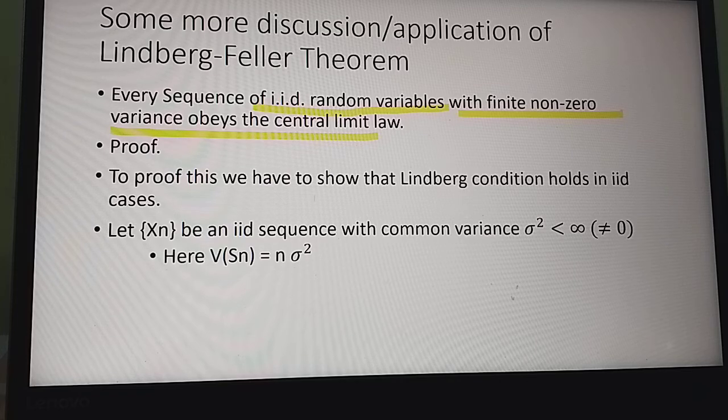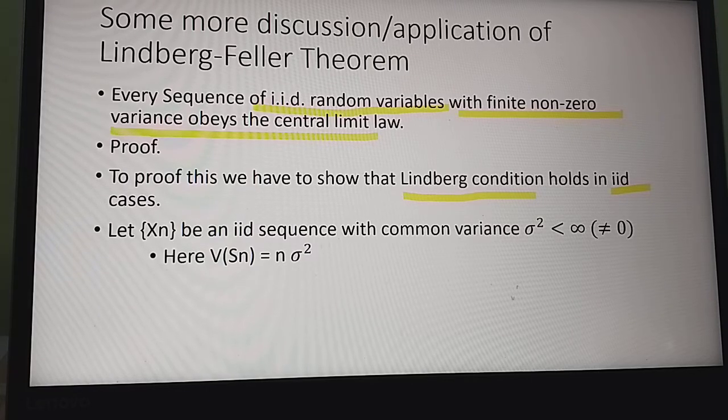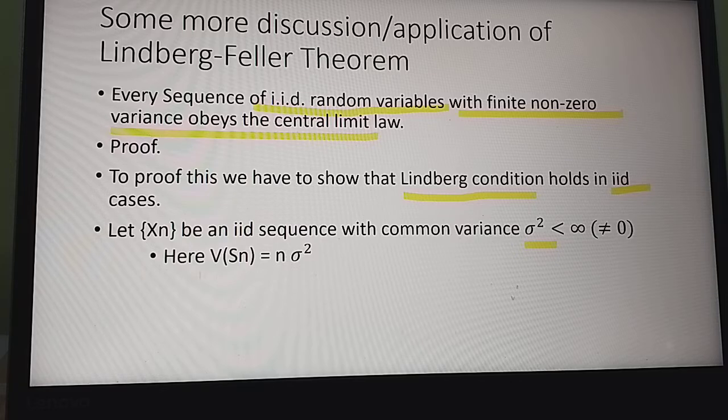So let us see. To prove this, we have to show that the Lindbergh condition holds in the IID case. The Lindbergh condition is the third condition in the main theorem. So we consider an IID sequence of random variables Xn with finite common variance sigma square. It is non-zero. So we compute the variance of Sn, which will be n times sigma square.